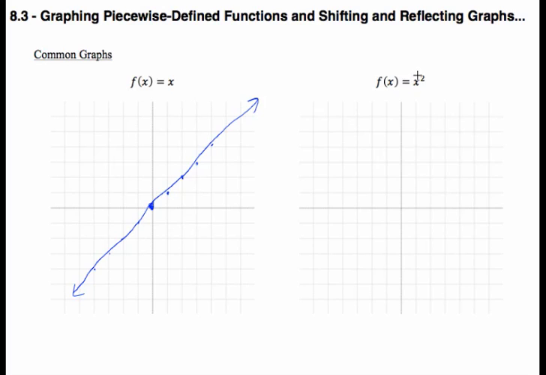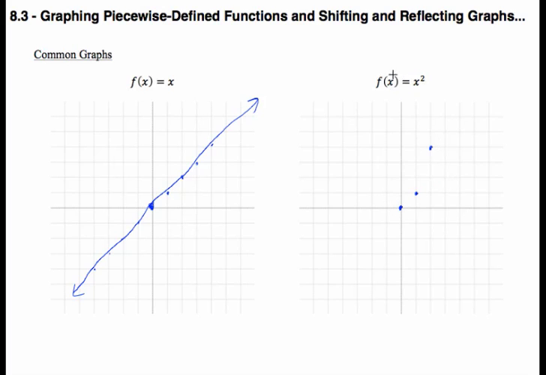So if x is 0, y would be 0 squared, or 0. If x is 1, y would be 1 squared, which is 1. If x is 2, y would be 2 squared, which is 4. So 2, 4 is on the graph. And if x is 3, y would be 3 squared, or 9, which is off the chart here.